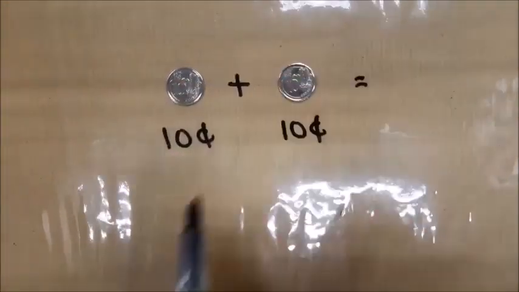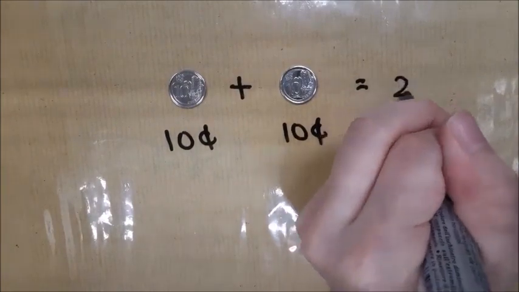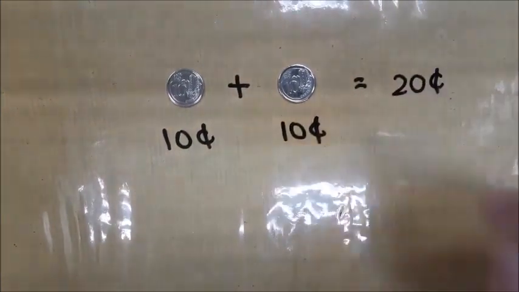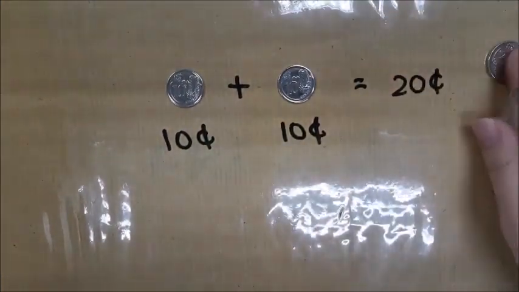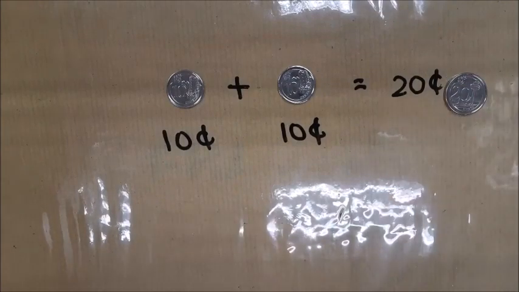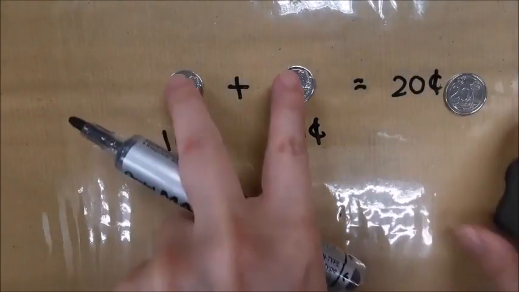$0.10 plus $0.10 equals $0.20 over here. So this is how you add coins together.